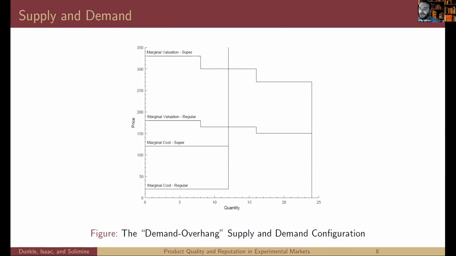So here's our supply and demand graph. We see that, of course, we have excess demand in this market. So we call this the demand overhang supply and demand configuration. It's exactly the same as the original experiment and designed particularly to induce these lemons market collapses.